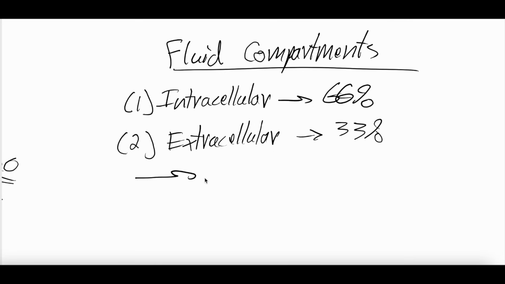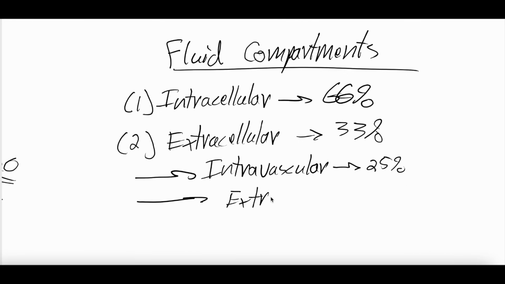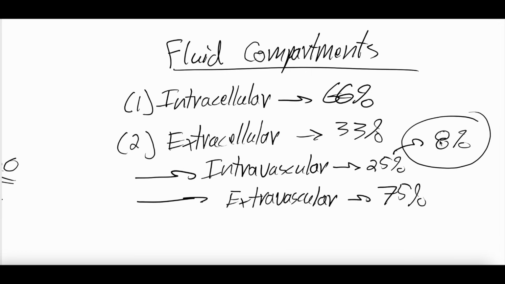But within the extracellular space, there's both intravascular, okay, and this makes up about 25% of the 33%, and then there's extravascular, outside of the blood vessels in that kind of interstitium, and this makes up 75% of that 33%. Now, if we do the math quick, that means the intravascular space is about 8% of the total fluid in the body, right? 25% of 33%, and that'll be important.